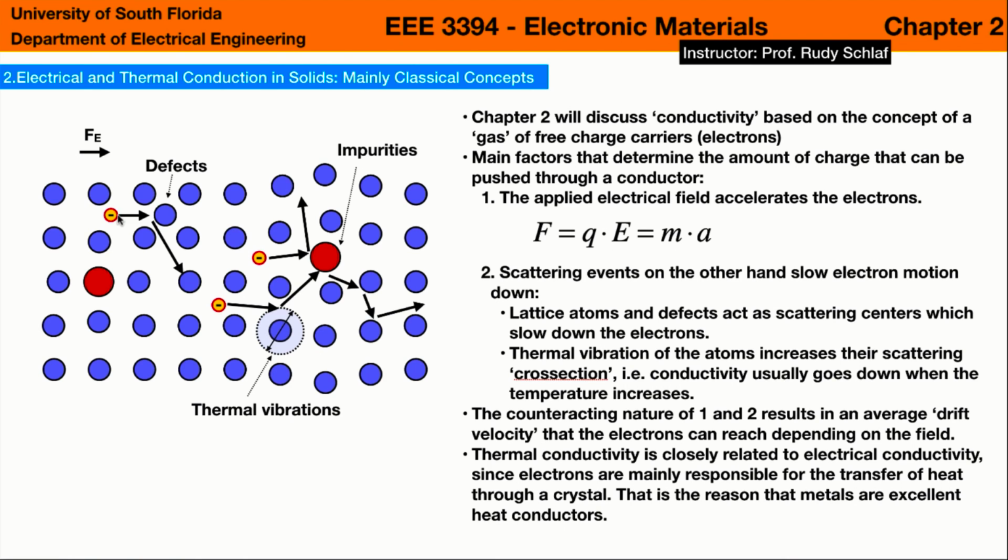The drift velocity, as you can imagine, depends on how many defects and impurities are in the crystal and how hot the crystal is. So in this chapter we will discuss how these features influence the conductivity in a metal crystal. We will also see in this chapter that thermal conductivity is closely related to electrical conductivity in metals, because it turns out that the electrons are the main carriers of heat through metal crystals. So if we have a high electrical conductivity, we also have a high thermal conductivity.